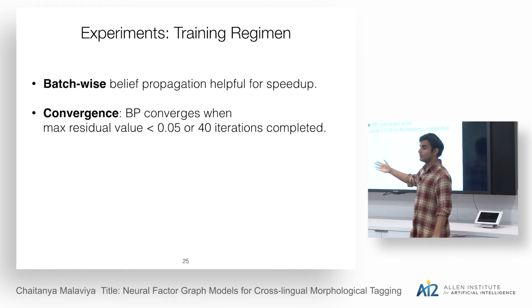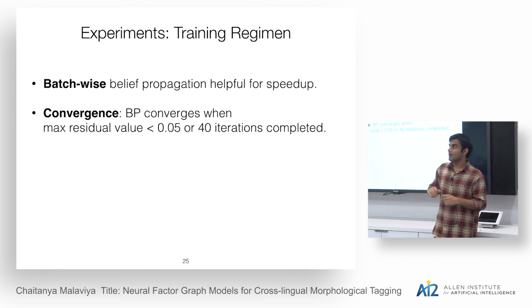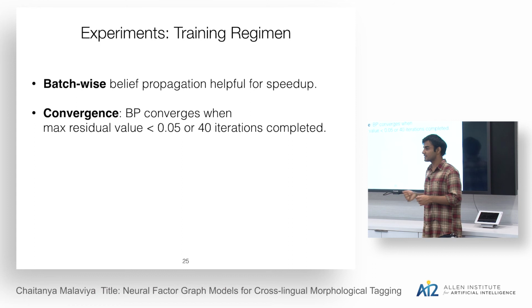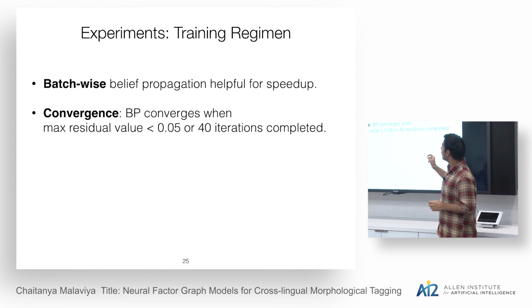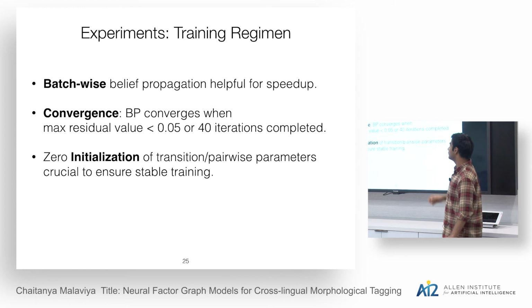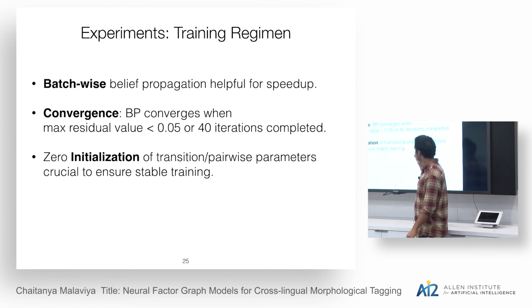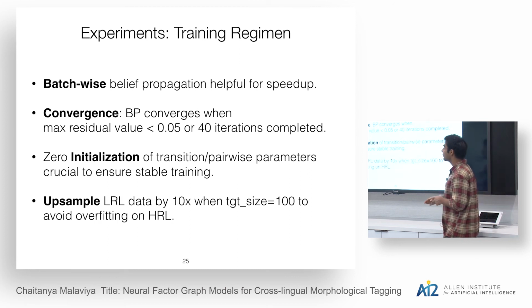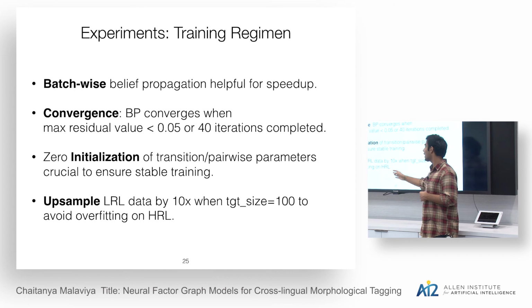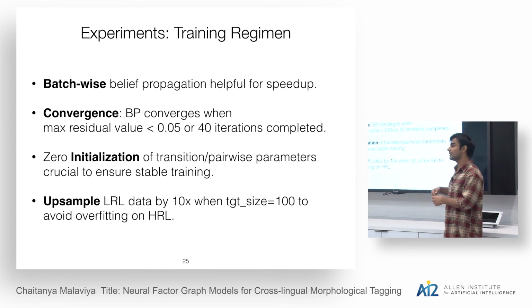The convergence of BP was measured by looking at the maximum residual value, which is the largest change in the messages from two subsequent iterations, or when 40 iterations were completed. Another important thing was to initialize all the transition and pairwise parameters to 0, and this was very important to ensure stable training of the model. And we also needed to upsample the low resource language data by 10 times to avoid overfitting on the high resource language. And we do this for both the baseline and the proposed model.